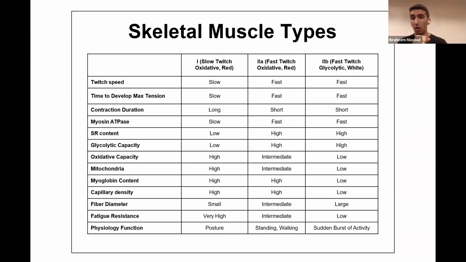Fiber diameter will be small because you're not contracting for strength, you're not contracting for speed, you're just contracting for stability. Fatigue resistance is very high. You can resist fatigue. You can stand all day and you're not fatigued, not tired, not sore, you're still fine. So it's very high. Now look at the fast twitch.